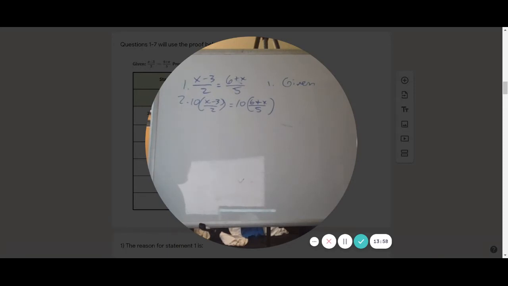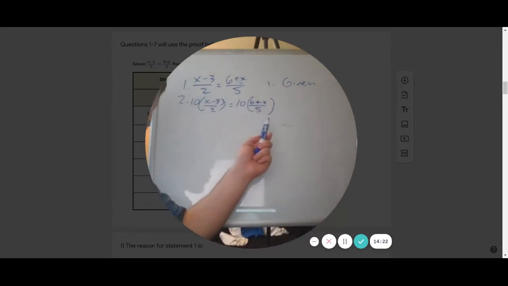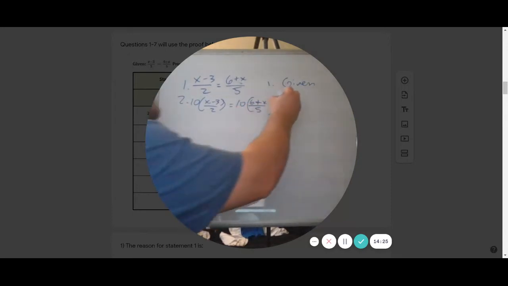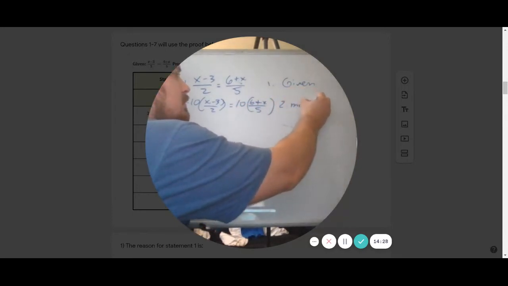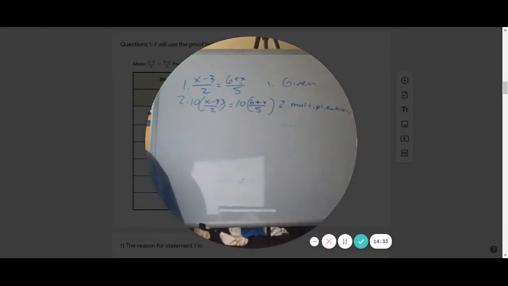So how do I have just a 10 on each side? That would be multiplication property. All right, so if you have a 10 on each side, why do you get to multiply the left by 10, and why do you get to multiply the right by 10? What allows you to do that? Multiplication. Okay, so we use multiplication property, we put that there.